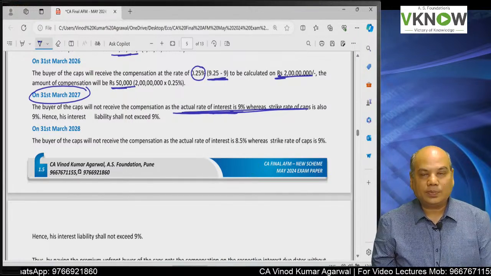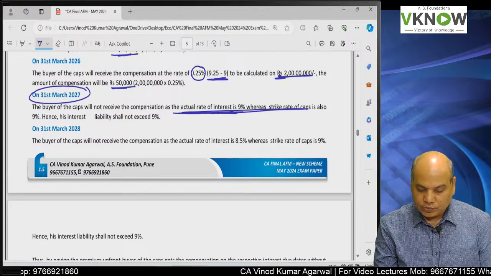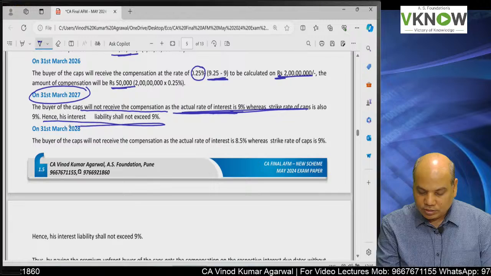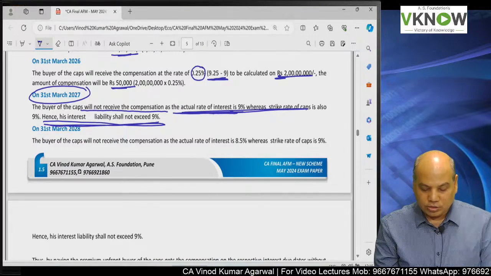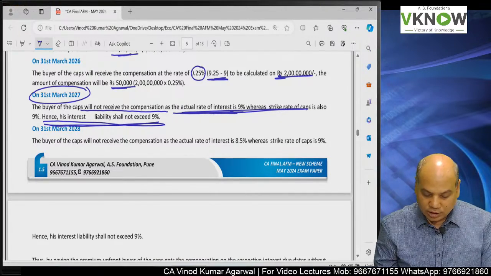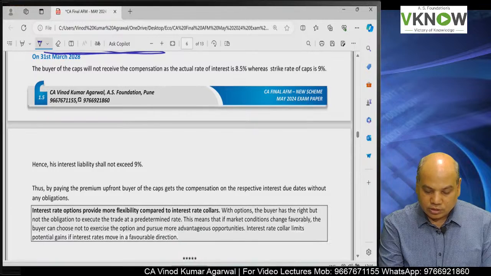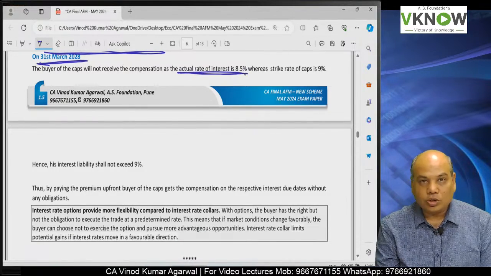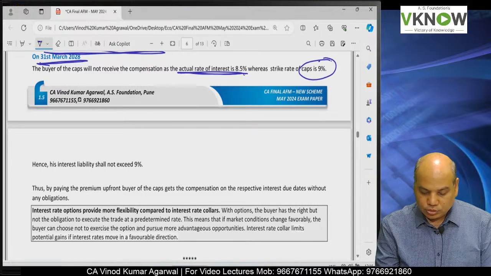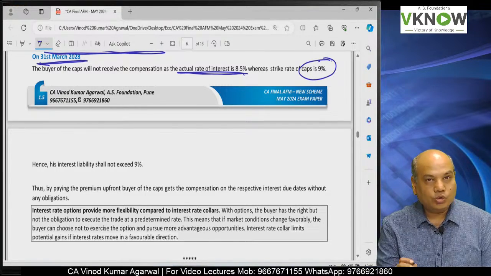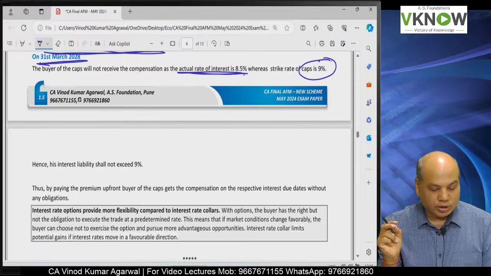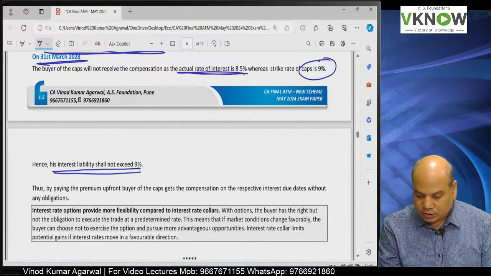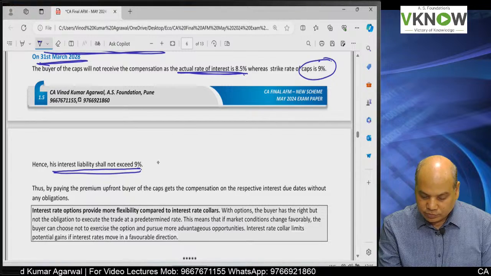So option will lapse. And if option will lapse, there is no compensation. You will end up paying 9% only. Your cost will not exceed 9%. Then the last one, 31st March 28. Here the actual rate is below your cap rate of 9. So option will lapse. And you will pay 8.5%.